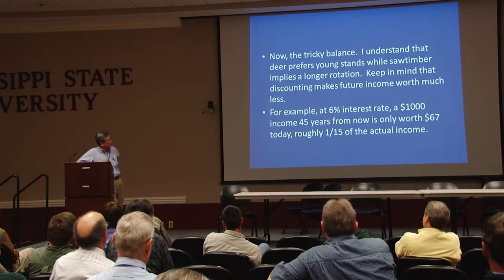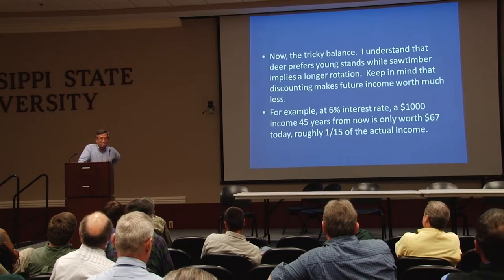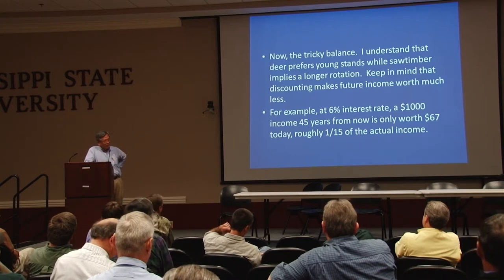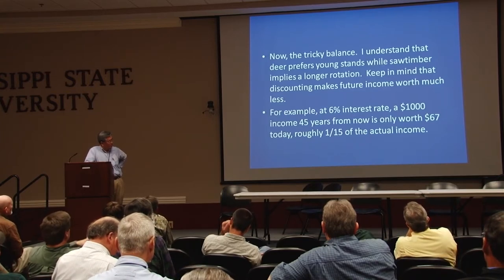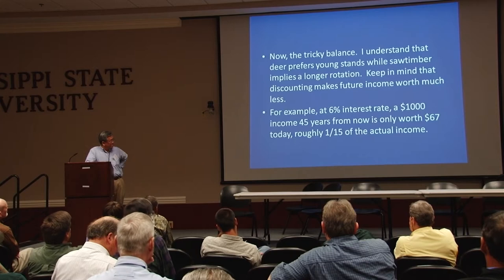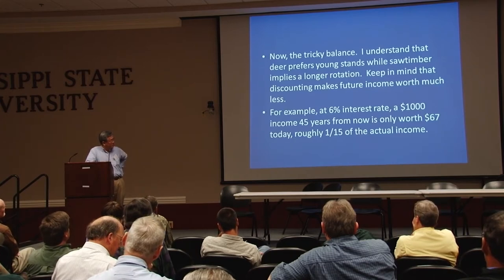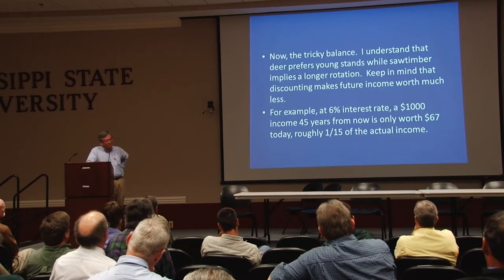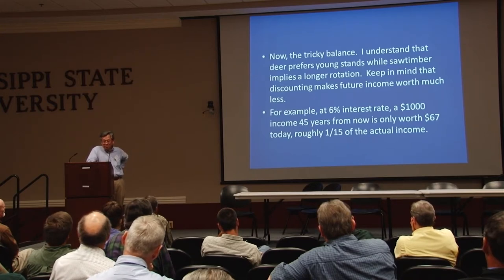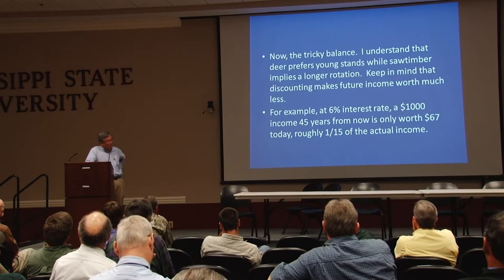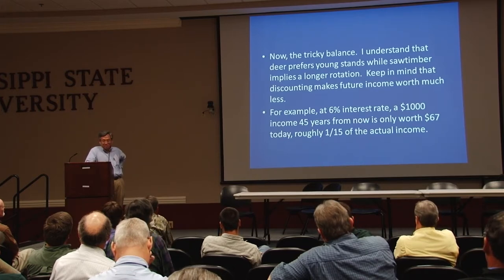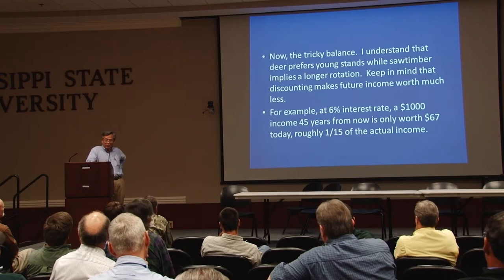Now, keeping in mind what I said at the bottom, as economists, we always emphasize the importance of interest rate. With a modest 6% interest rate at 45 years, the present value of that $1,000 is only worth about $67. So that's only about 1/15 of what you start with. Keeping that in mind, you would know what you should be going after.